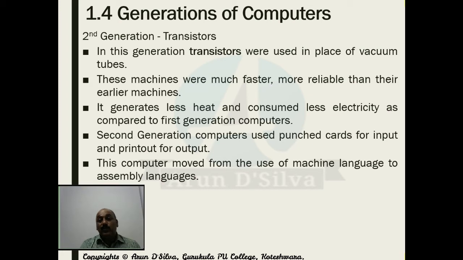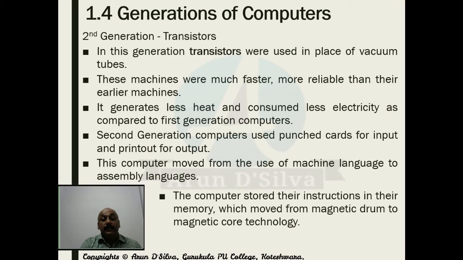So that is what we say. From machine language, it moved to the assembly level language. The first generation computers mainly depended upon the machine language itself, and the second generation moved from machine language to assembly language.